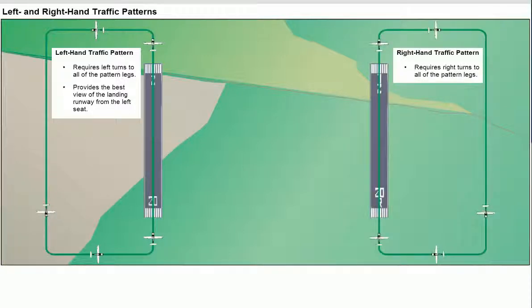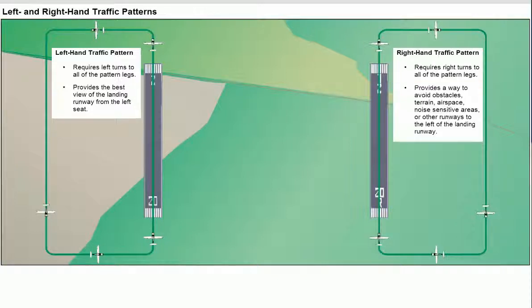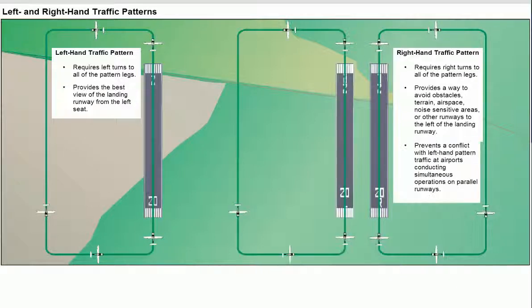A right-hand traffic pattern requires right turns to all of the pattern legs. A right-hand traffic pattern provides a way to avoid obstacles, terrain, airspace, noise-sensitive areas, or other runways to the left of the landing runway. In addition, a right-hand pattern prevents a conflict with left-hand pattern traffic at airports conducting simultaneous operations on parallel runways.